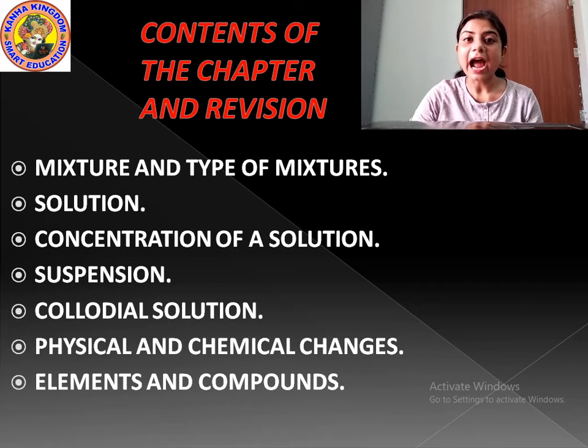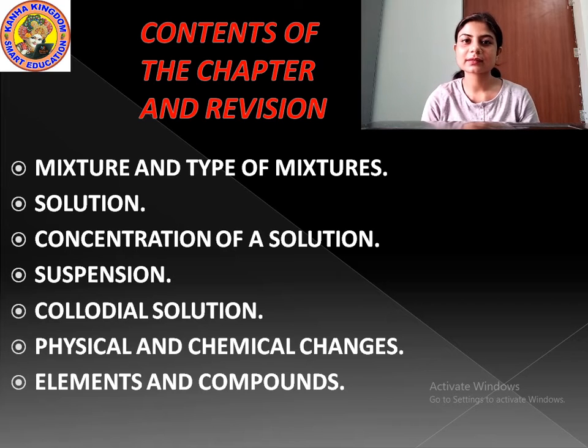So here iodine is the solute and alcohol is the solvent. Then aerated drinks. Aerated drinks means that they contain gas, for example soda water, the cold drinks that you drink. What do they contain? They contain carbon dioxide. So what is the solute? The solute is the gas, like carbon dioxide. And what is the solvent? That is the liquid, the water.